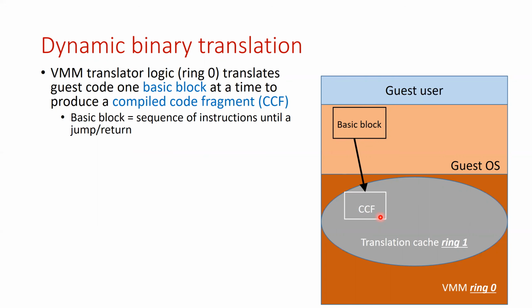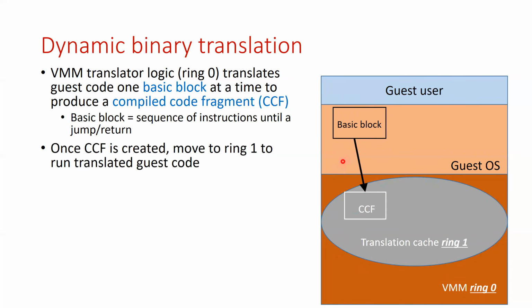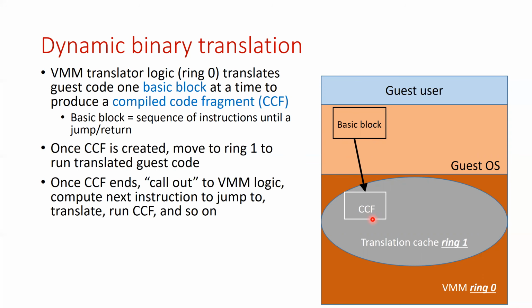Now all of this translation is done by the VMM. And now you move to ring 1, execute the guest OS code, right? Once the CCF is created, run the guest OS code. Now at the end of the CCF, what do you do? Now it says jump to some location, but that location's code you've not yet translated. So then you go back, the VMM translator logic kicks in, it goes to the guest OS, fetches the next basic block, translates it, and now jumps to ring 1, executes the guest OS code. So this goes on multiple times, right?